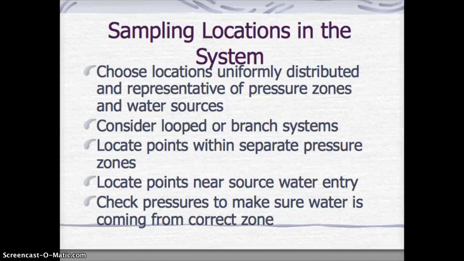Now, sampling locations in the system. It is good to choose locations that are uniformly distributed and representative of different pressure zones and water sources. You should consider looped or branch systems, and locate your points also within separate pressure zones. Another good thing is to locate those points near source water entry, such as where the Sonoma County Water Agency connects with the City of Santa Rosa system. There are sampling points there. And then also to check pressures to make sure water is coming from the correct zone.